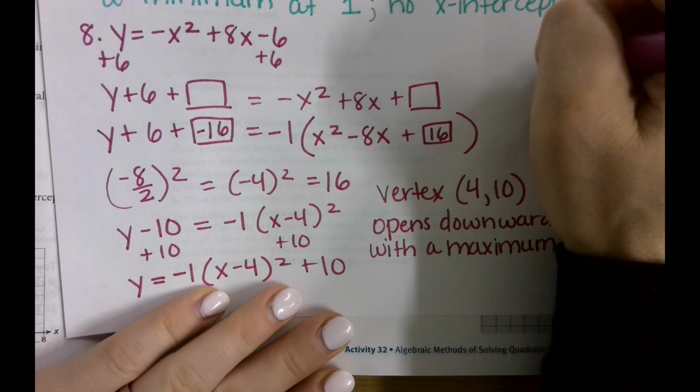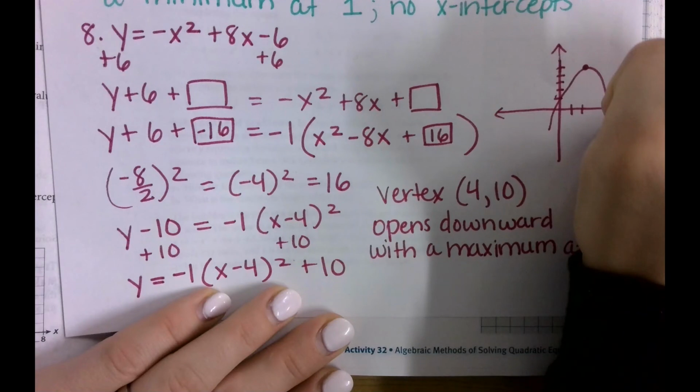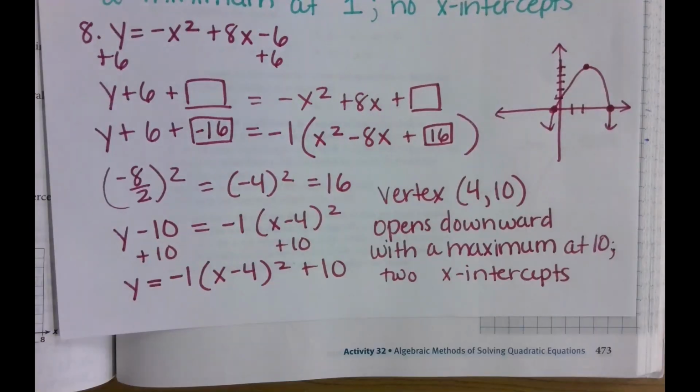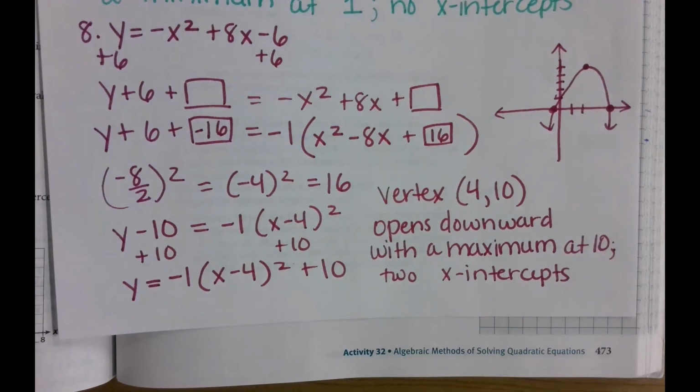All right, quick sketch. 2, 4, 6, 8, 10, 2, 4. So I know it's going to touch the x-axis at 2 x-intercepts. And it helps us to see, it helps us to know where the vertex is, if it opens upward or downward, has a maximum or minimum, and what value, and how many.